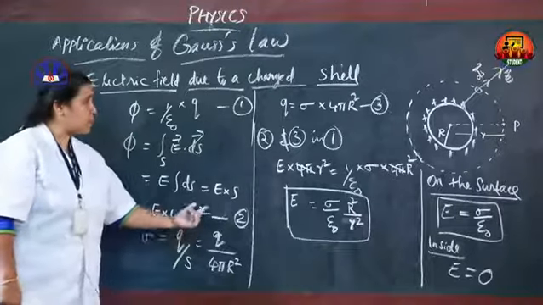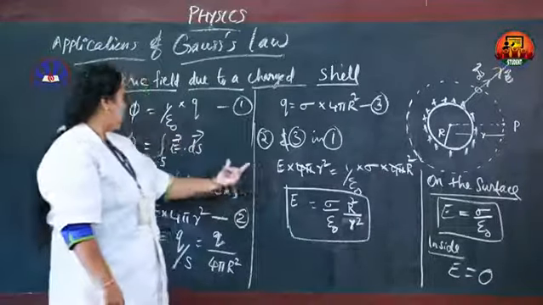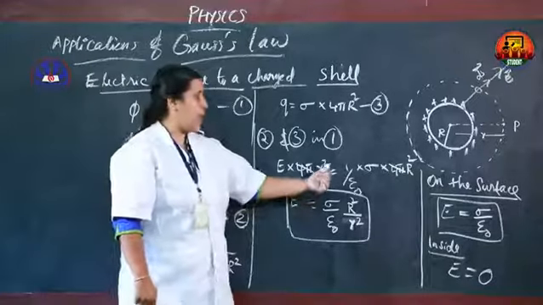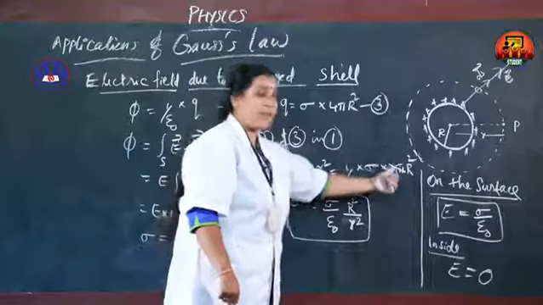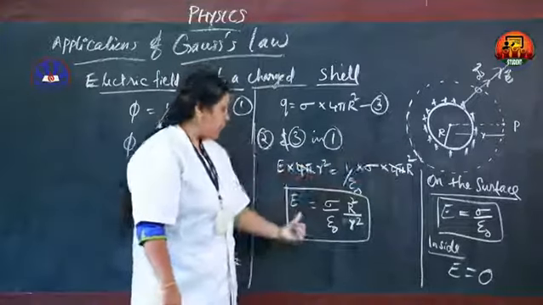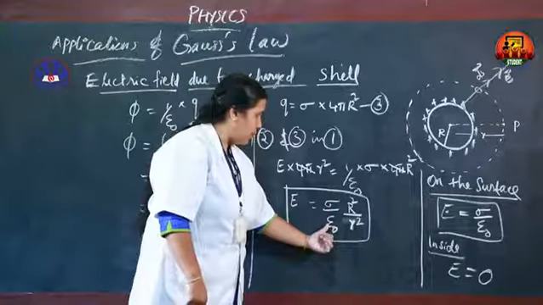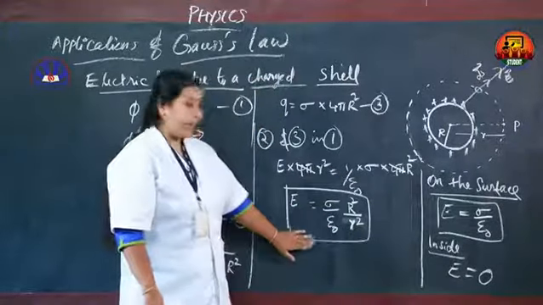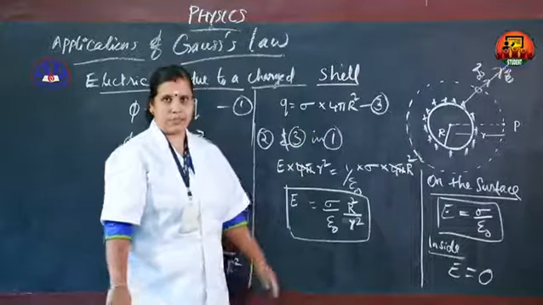Now you have to substitute the second and third equation in the first equation, so that our equation becomes, instead of phi you can give E into 4 pi r square, which is equal to 1 by epsilon 0 into, instead of Q, sigma into 4 pi R square. Cancelling the terms 4 pi on both sides, you will get electric field E as sigma by epsilon 0 into capital R square by small r square. This is the final expression for electric field at a point outside the shell.